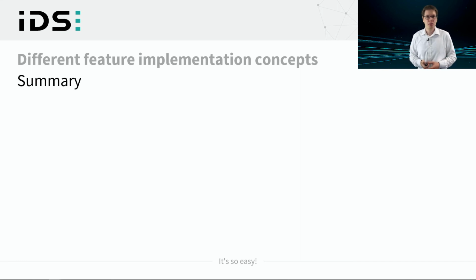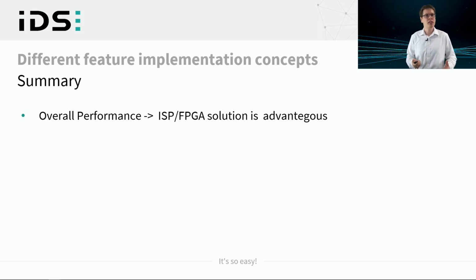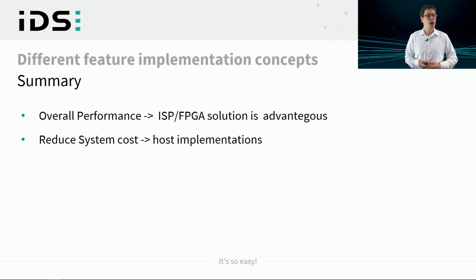To sum up this chapter over features and manufacturer design decisions, for the overall performance and usability, an ISP or FPGA solution is advantageous in various ways, like providing stable and well-tested pipeline features and capabilities to interact with the outside world. The system costs can be reduced with host implementations. The trade-off is the performance.